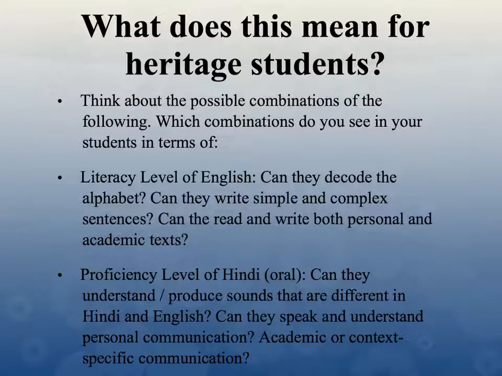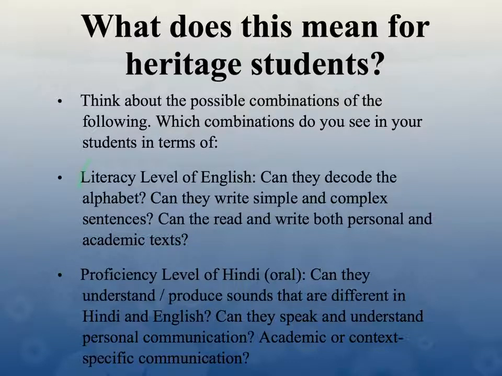Let's think a moment about the particular situation of what we call heritage students, which are very much like that slide of the children of immigrants who are exposed to the languages that their parents speak in the home and learn the language through their use in community and family situations usually. If we think about heritage students, what are the possible combinations about their literacy and the home language that they speak, which could be Hindi or Urdu? For example, what is their literacy level of English?